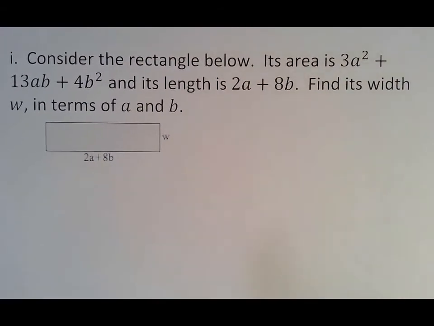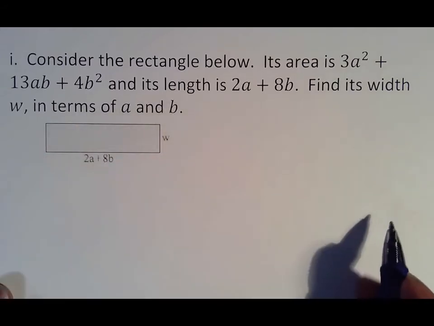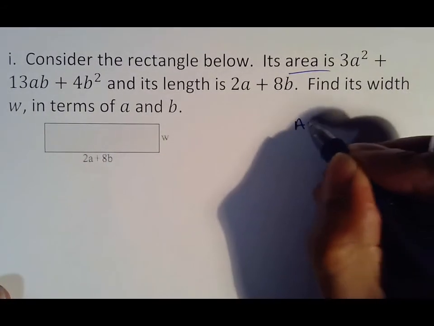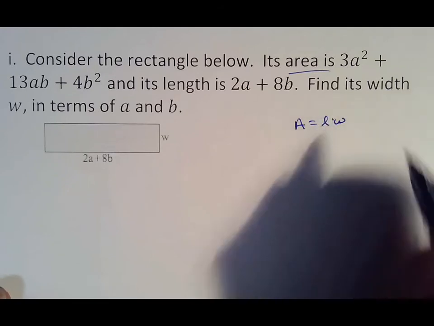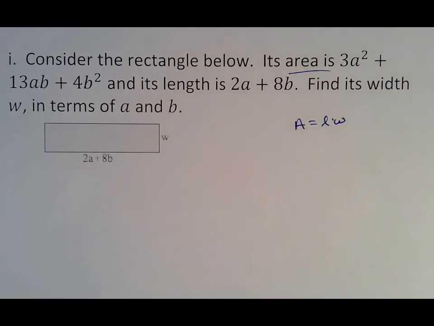Consider the following rectangle. The area is 3a squared plus 13ab, and so on. Its length is given. Find its width. Now, whenever you have word problems like this, because I need you to see this, and they give you area, it is important that you remember the formula for area that you're going to use, which is area equals length times width.